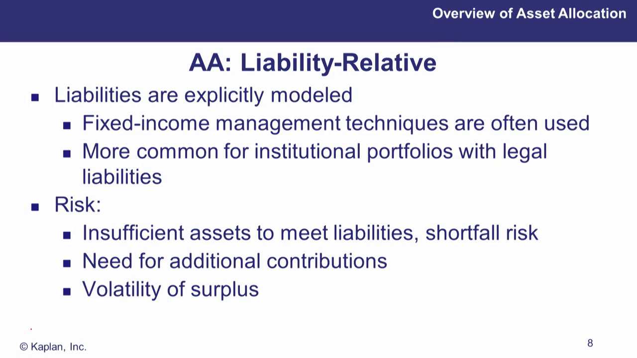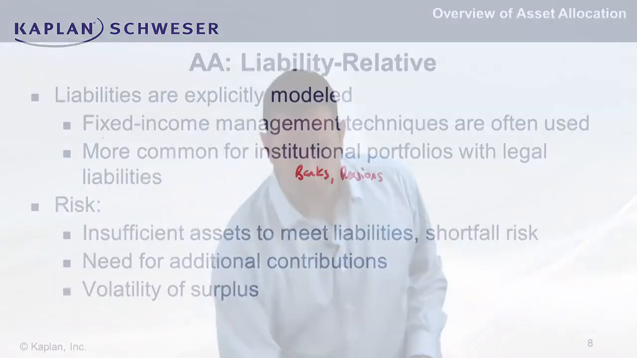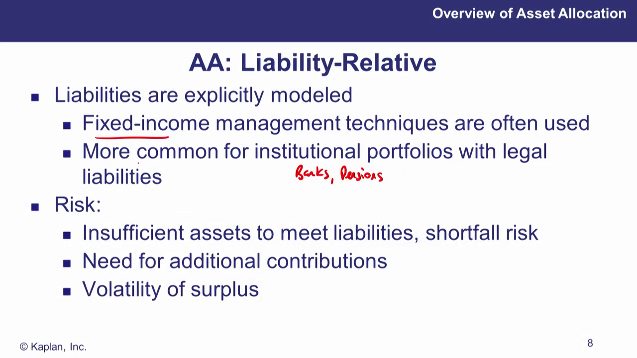Okay, liability relative approach now. This approach, much more commonly used for big institutions like banks, pension funds, with legal liabilities in the future and severe legal penalties if they don't meet those liabilities. Okay, so we're going to model the assets, and our main objective here is to make sure we've got enough funds in place to meet those liabilities when they fall due. And because of that, we're going to have a heavy focus on bonds, fixed income investments here. The bonds are going to pay out just at the right point where we need to settle those liabilities.